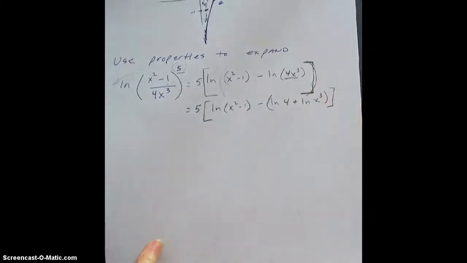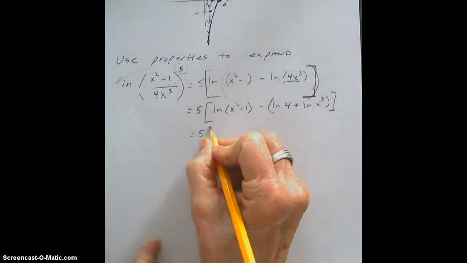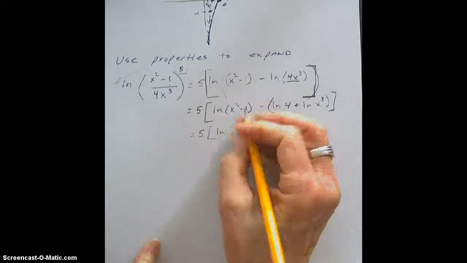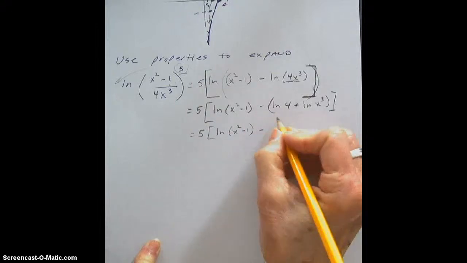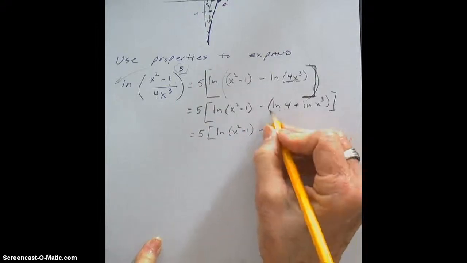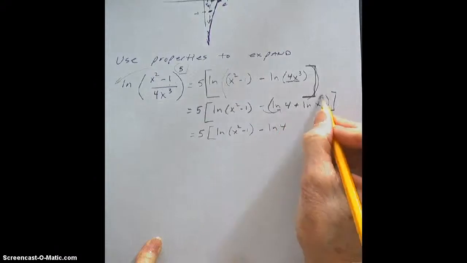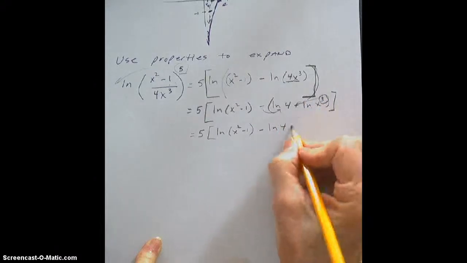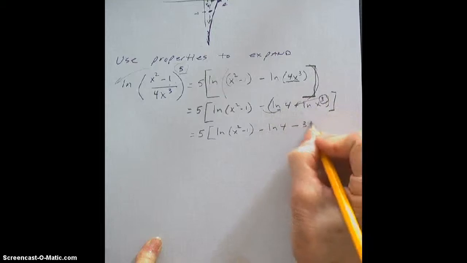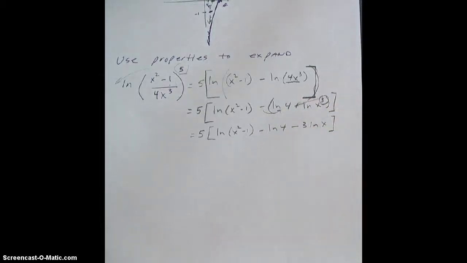Let's see if we can use our properties anymore. We don't have a property for the ln of a sum, so this will just be x squared minus 1. This will be, if I distribute through the negative, I'll get a minus ln of 4. But look here, we have another power. So we can also bring down that power. It will be minus, and this is expanded all the way.